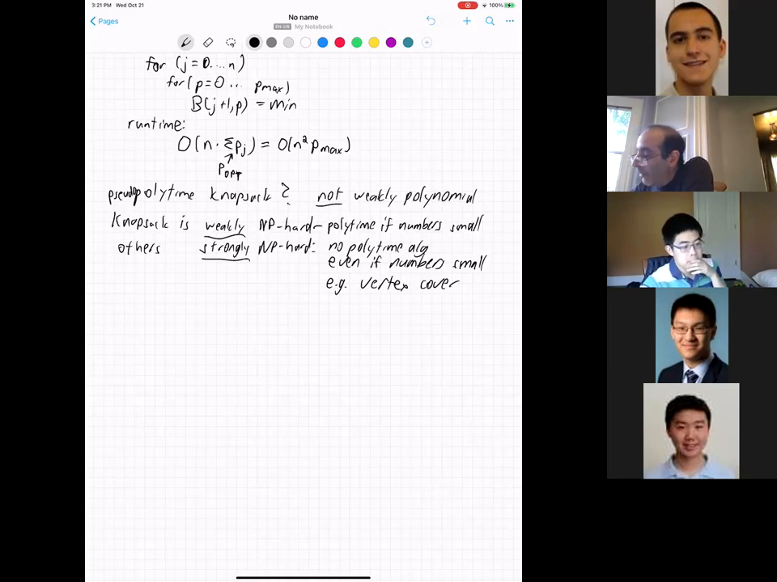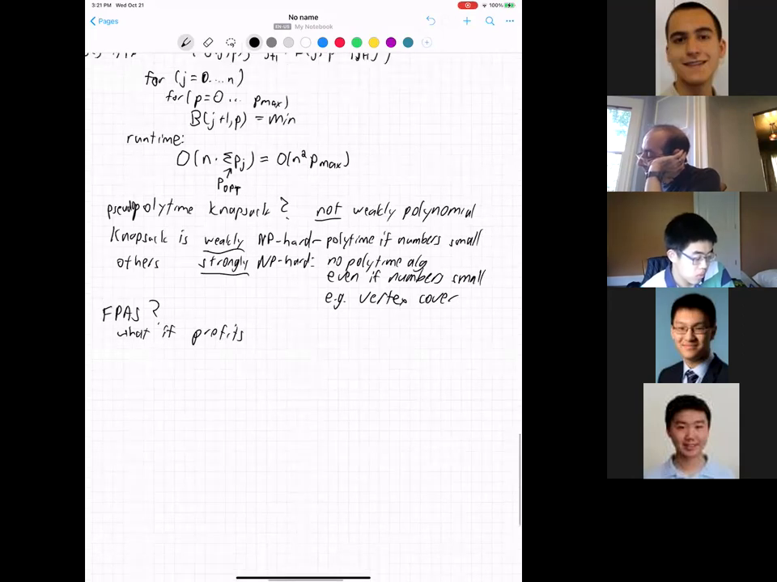Okay. All right, so this is nice that we have this pseudo polynomial algorithm, but we're looking for polynomial algorithms, right? So now the question is, given this pseudo polynomial algorithm, what can we do about finding a fully polynomial approximation scheme? So the problem is, what do we do if the profits are large?